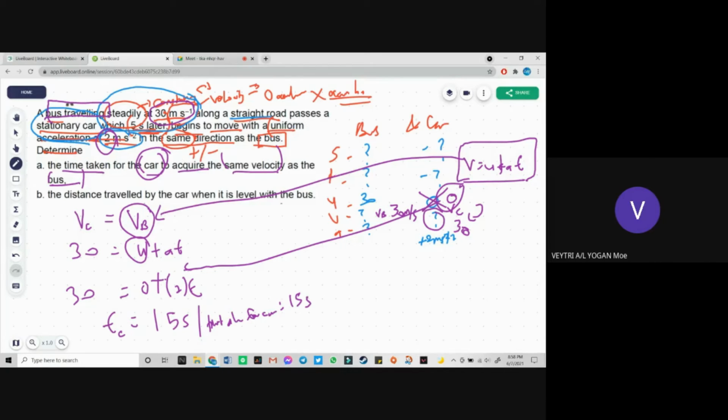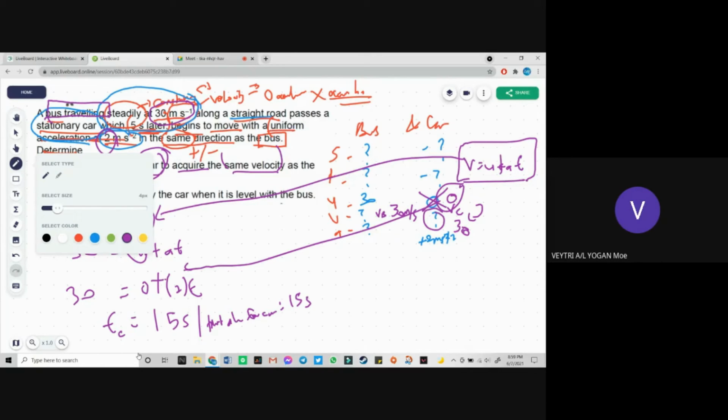Do you guys have any questions before we move on to B? This part you are supposed to understand properly. Any questions? Ya, CJ, bolehkah kalau ulang yang kenapa V itu untuk car boleh jadi 30?